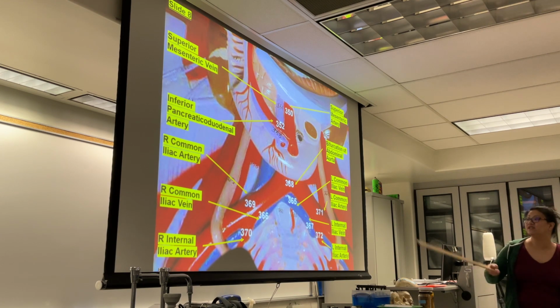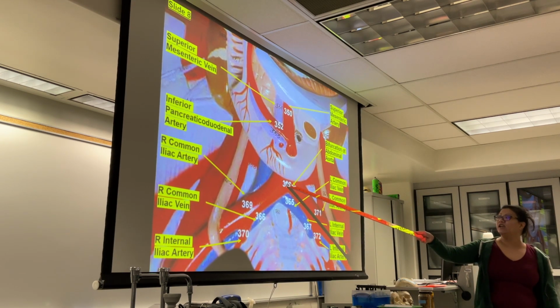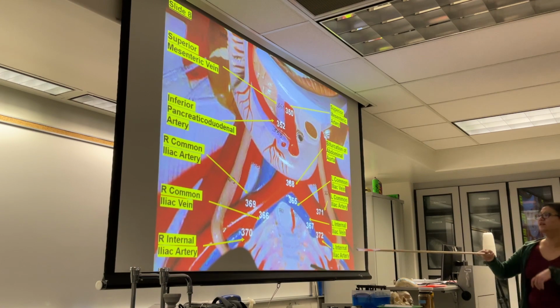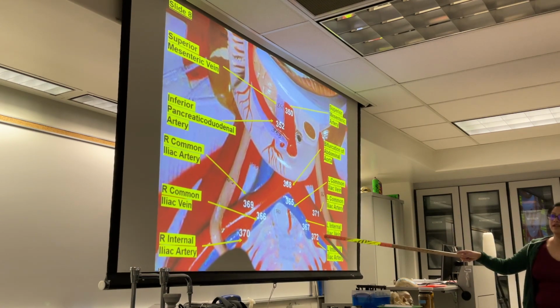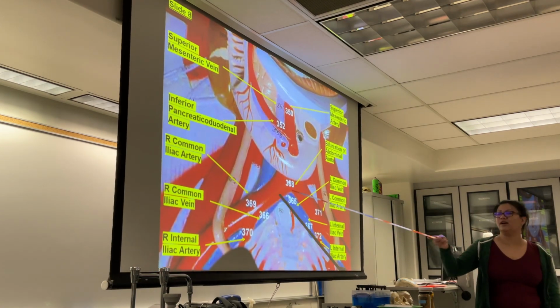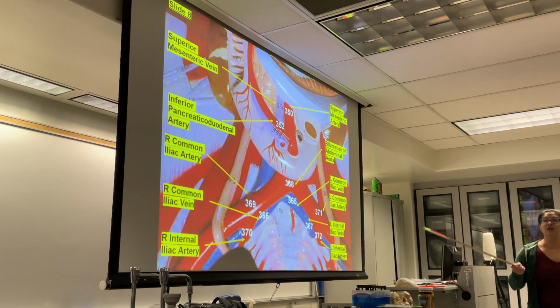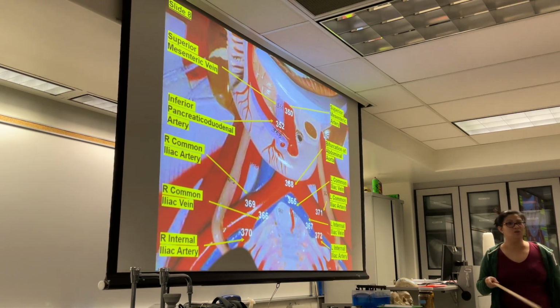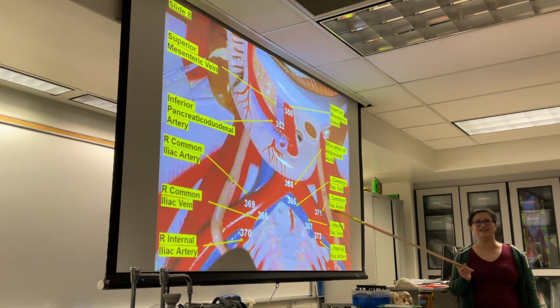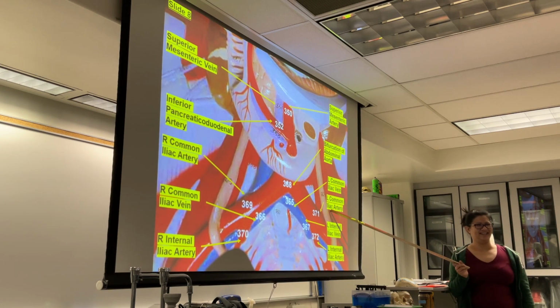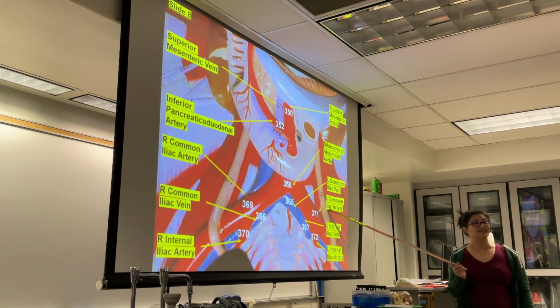So it's going to have to diverge into the common iliac arteries. So you have a right one and a left one there. Those iliac arteries will go down. Why do you think it's called iliac artery?